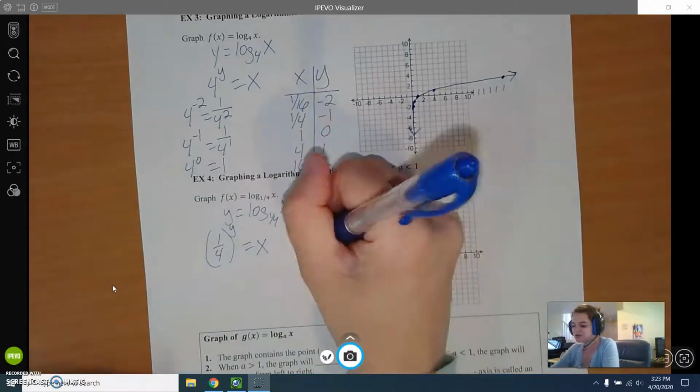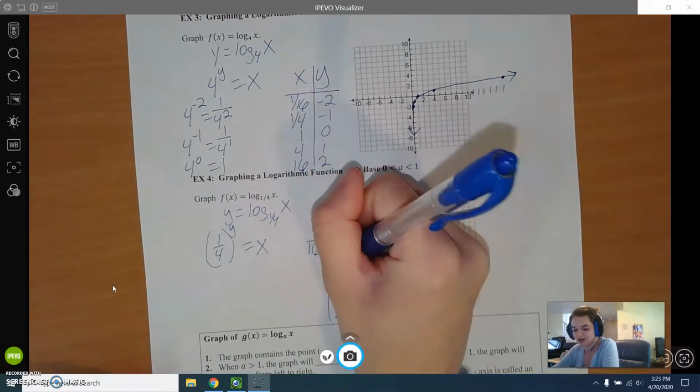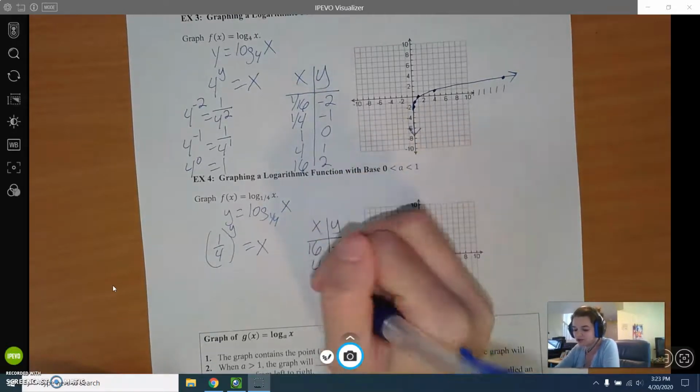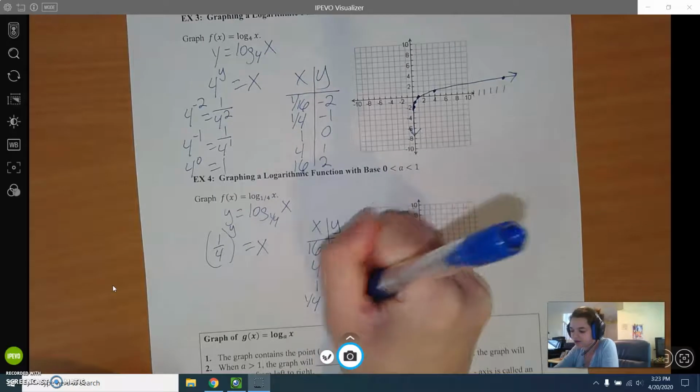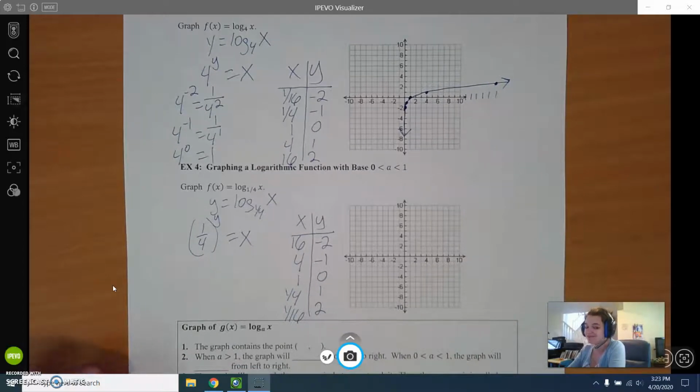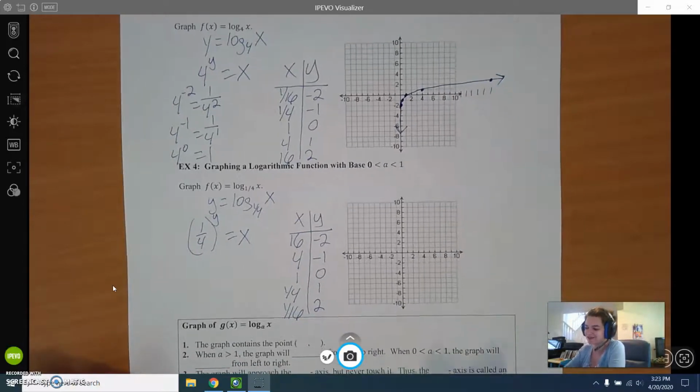Alright, you should get 16 for -2, 4 for -1, 1 for 0, 1/4 for 1, and 1/16 for 2. How'd you do? You do okay? Alright, if you haven't plotted it yet, let's go ahead and graph everything.